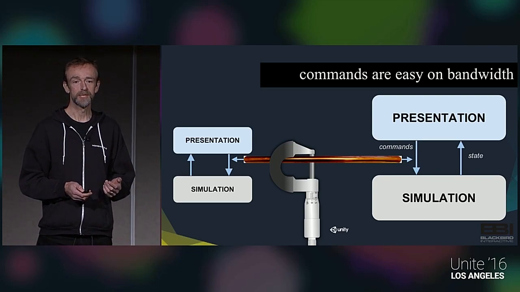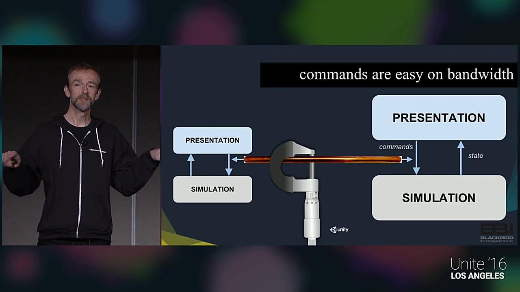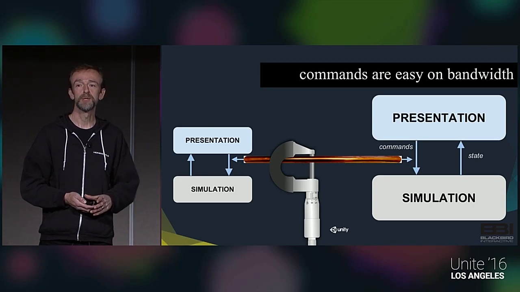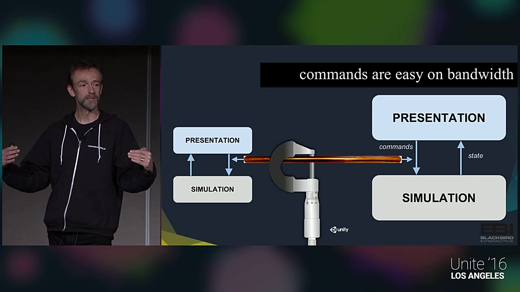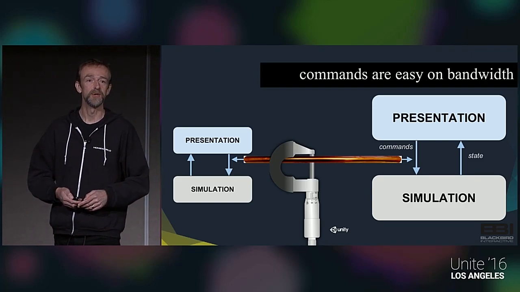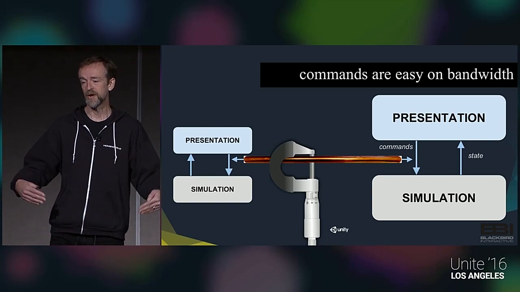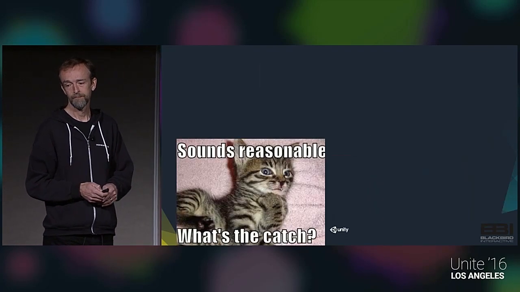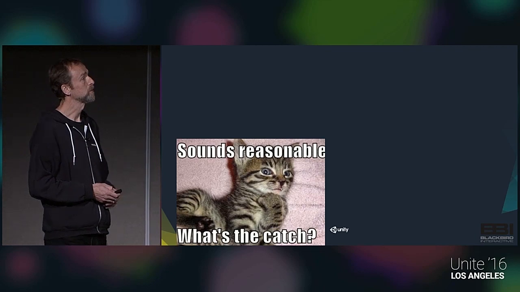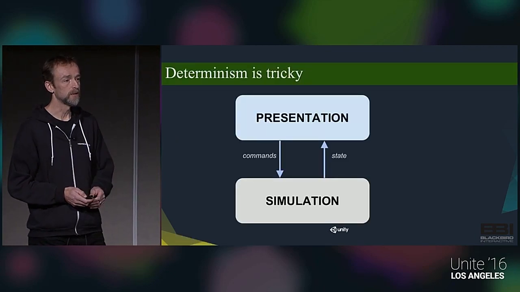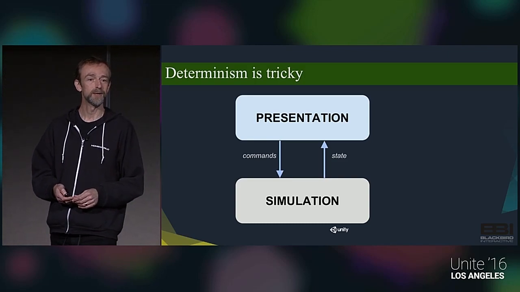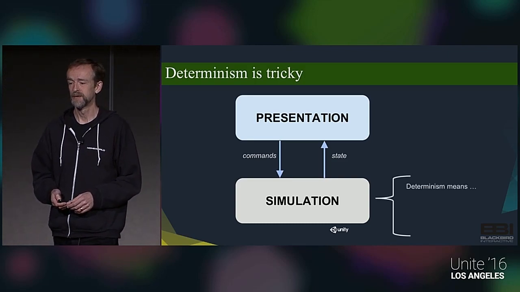So basically what we're doing is getting this lightweight stream of commands transferring between the different players, and the simulation executing those commands in a lockstep fashion on every computer. And if we do it right, the state is the same for everybody. So what's the catch? What could possibly go wrong? Turns out determinism is tricky. Computers aren't quite as logical and repeatable as you might expect.